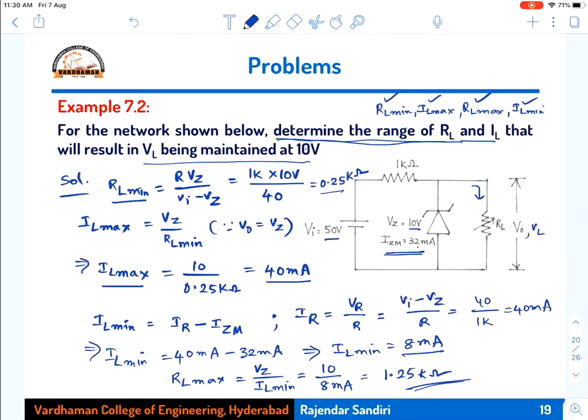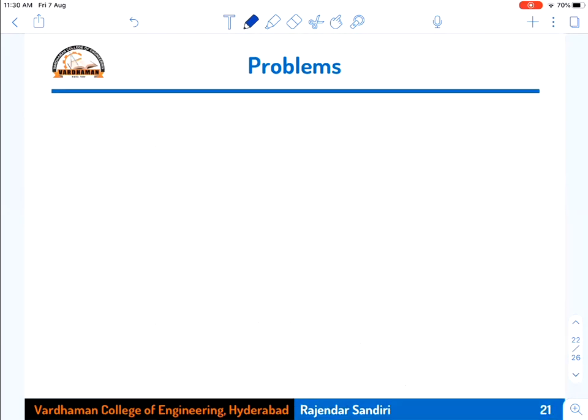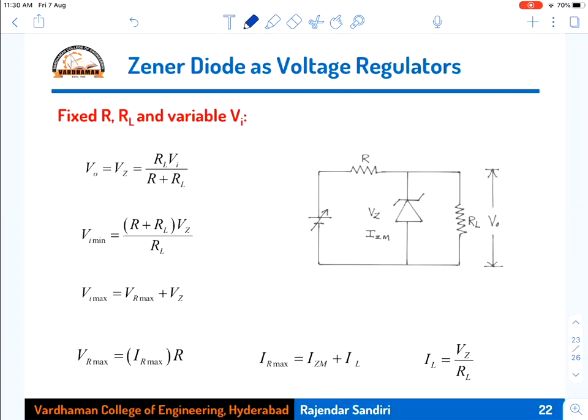So we have calculated, for the network shown, the range of RL and IL that will result in VL being maintained at 10 volts. VL being maintained at 10 volts is nothing but the diode being in the on state. Okay. Next case, last case.